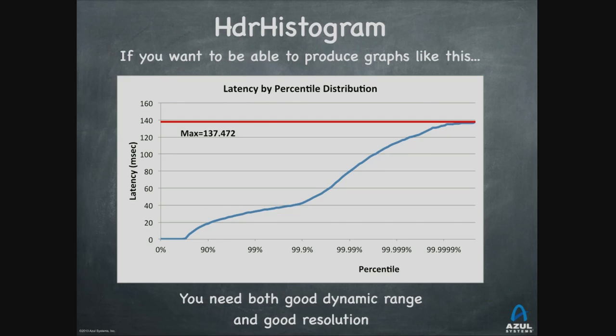You can see the vertical rises in the chart as a hint of coordinate omission. And basically, you learn a lot from it. But to do this, you need both dynamic range and good resolution. The dynamic range is there because I don't know what the latency range you have is. Is it 10 microseconds or 10 hours? I don't know. The resolution is there because if I didn't have good resolution, then the top quarter of this graph would be one big pixel, right? And you can tell the shapes.